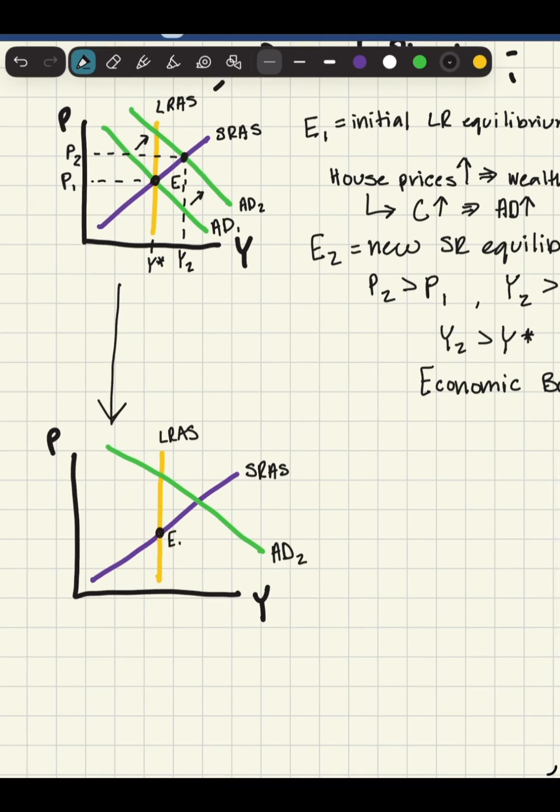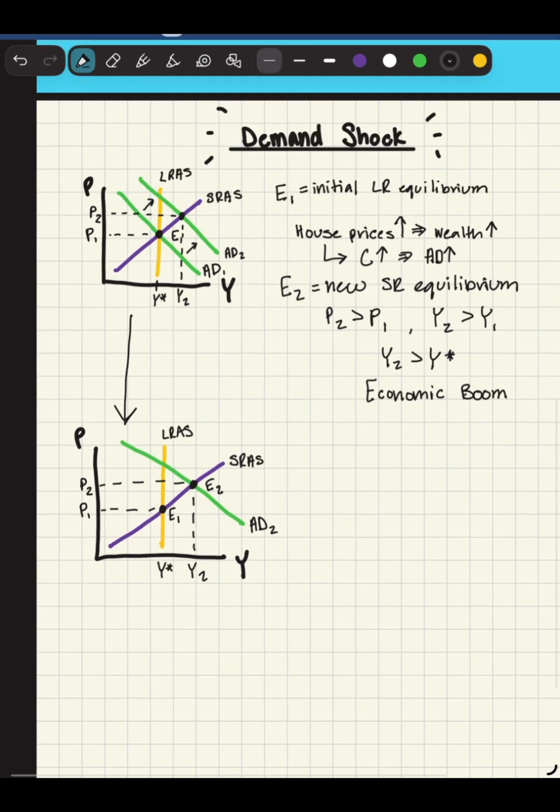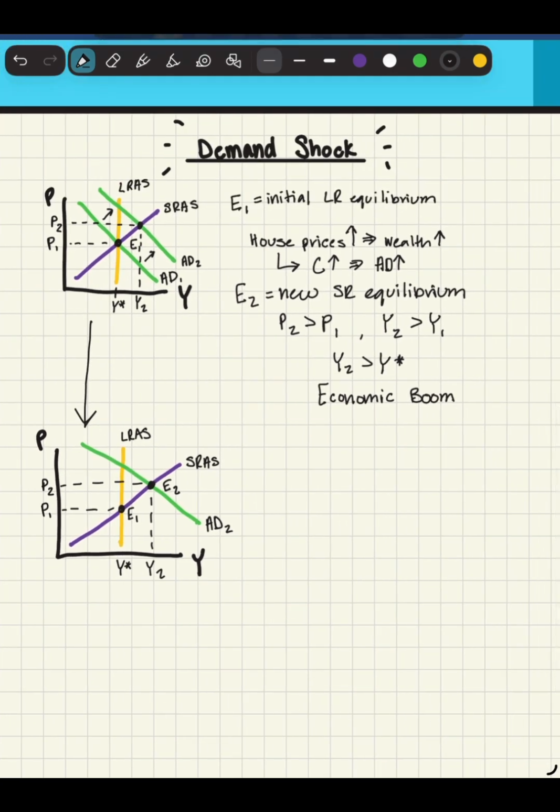And then just go ahead and label all the same points just to keep it organized so you remember where everything was: E1 and E2, and then initial output, output 2, initial price, and then price 2. And those are all short-run effects.